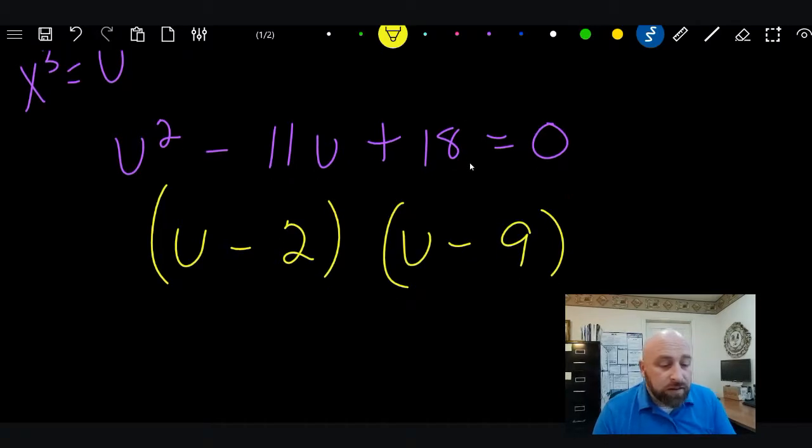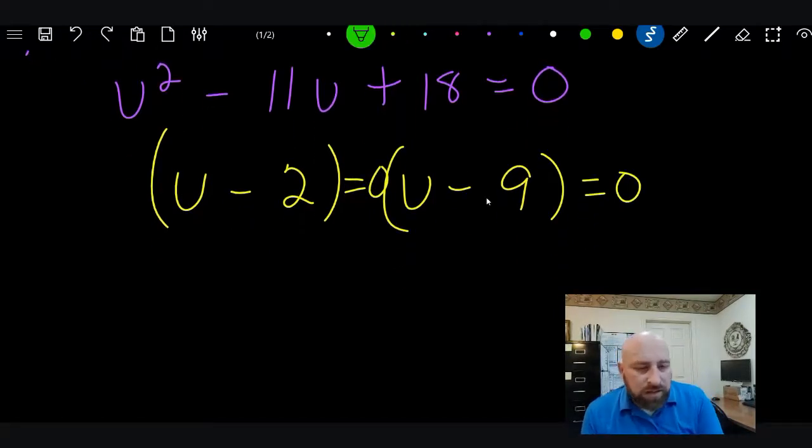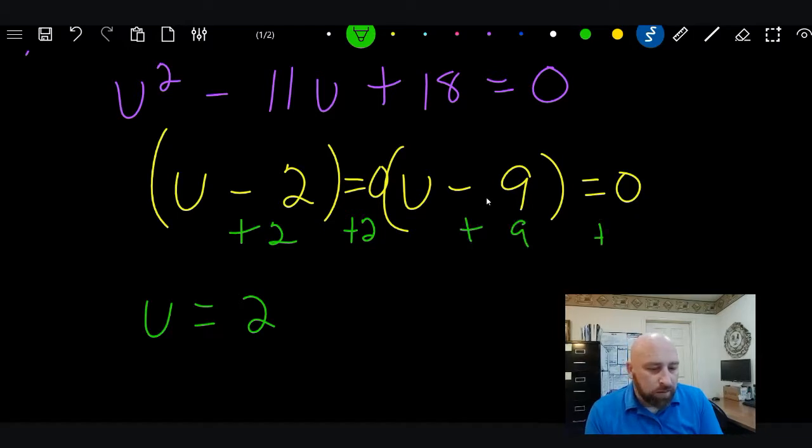There's our factors, and remember, they both equal 0. We'll set them both equal to 0. So once you set these both equal to 0, you're just going to solve them out. So we're going to add 2 to both sides here, and we're going to get u equals 2. We'll do the same thing over here. We'll add 9 to both sides, and we'll get u equals 9.